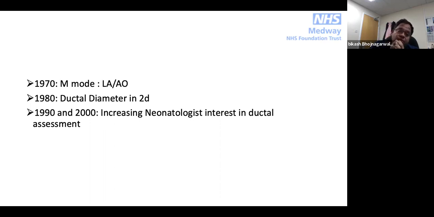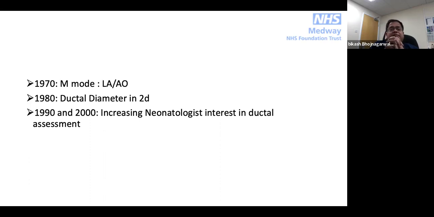Just a bit of history to make it interesting: M mode was the first echocardiographic determinant which neonatologists started using, because before 2D echo developed, that was the most common. The whole scans used to be done on M mode, and we started using the LA:Ao ratio. The LA:Ao ratio is as old as the 1970s and is still ingrained in our practice. When you do a scan, your colleague will ask what the LA:Ao ratio was, and they would try to define the significance of the duct based on it.